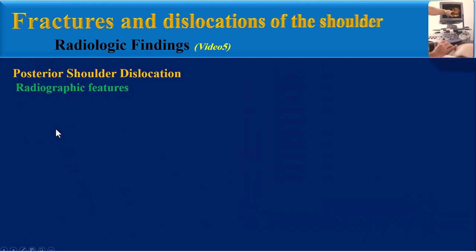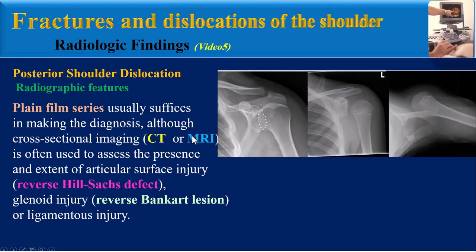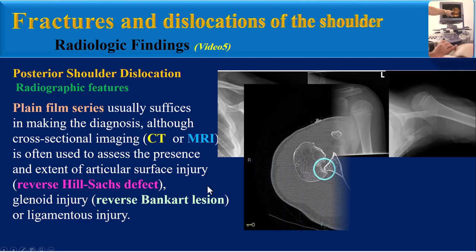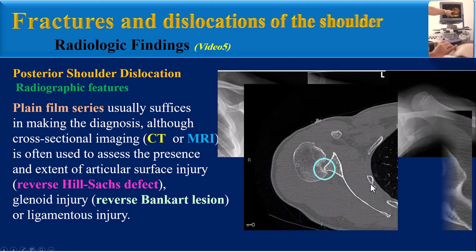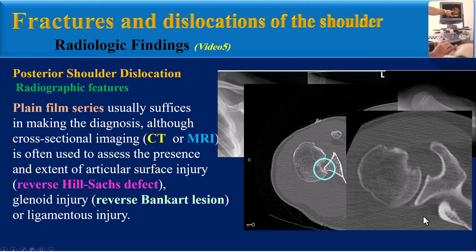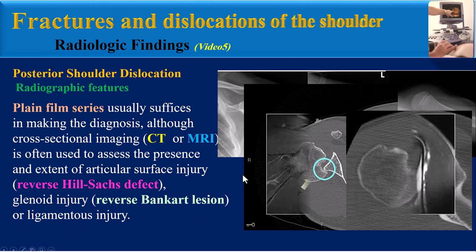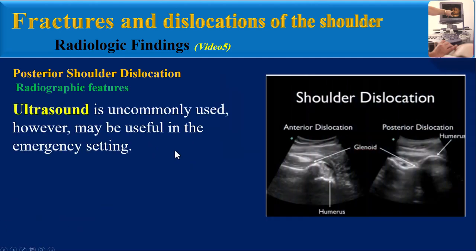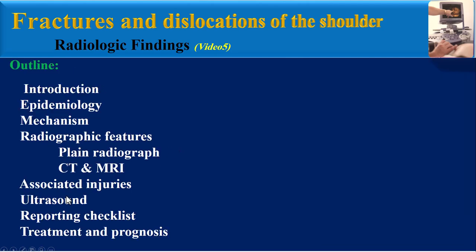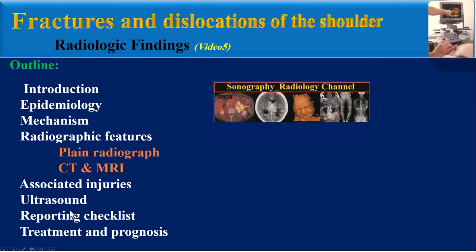Radiographic features. Plain film series usually suffices in making the diagnosis, although cross-sectional imaging, CT or MRI, is often used to assess the presence and extent of articular surface injury, for example, reverse Hill-Sachs defects, glenoid injury like reverse Bankart lesion, or ligamentous injury. Ultrasound is uncommonly used, however may be useful in the emergency setting. Plain radiograph, CT and MRI findings.